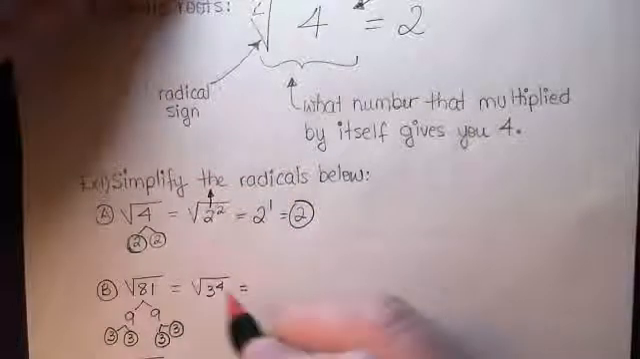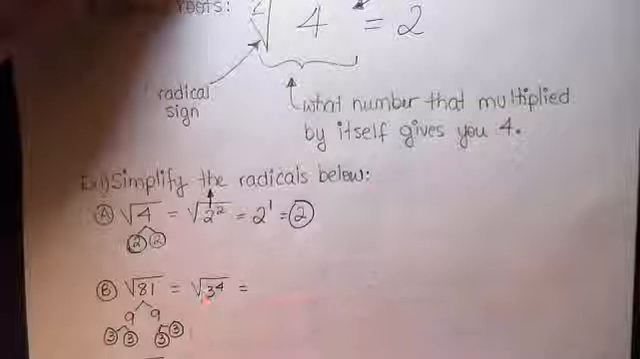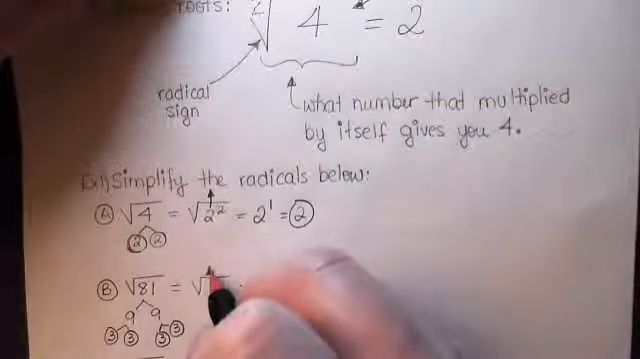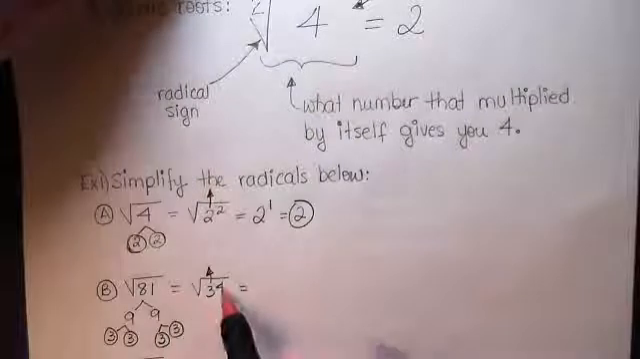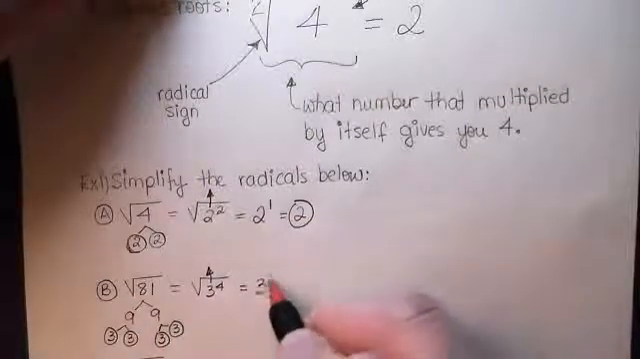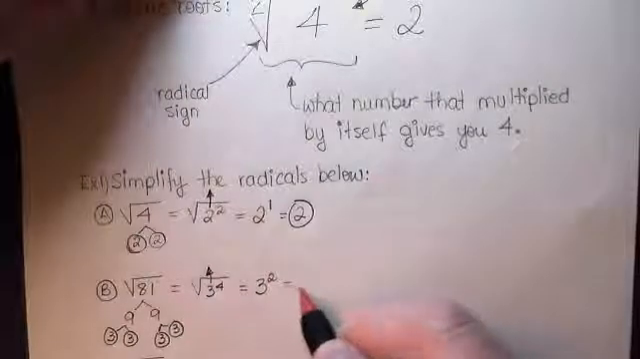And we ask ourselves the question, can the 3 come out? And the answer is yes, because you can divide the 4 by the invisible 2. So that means this will become 3 to the second, which is 9.